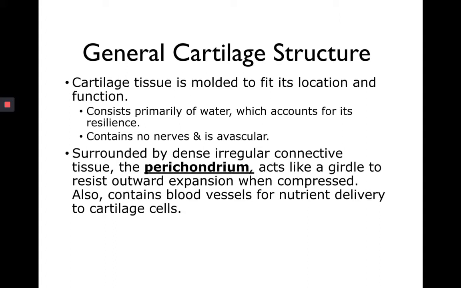What we didn't talk about in Chapter 4 is the fact that around cartilage molds is dense irregular connective tissue. There's this layer of dense irregular connective tissue called the perichondrium that not only holds these molds in place, acting like a girdle, but also contains blood vessels. And those blood vessels are important for nutrient delivery to the cartilage cells, just like the dermal capillaries are important for nutrient delivery to the epithelial cells.